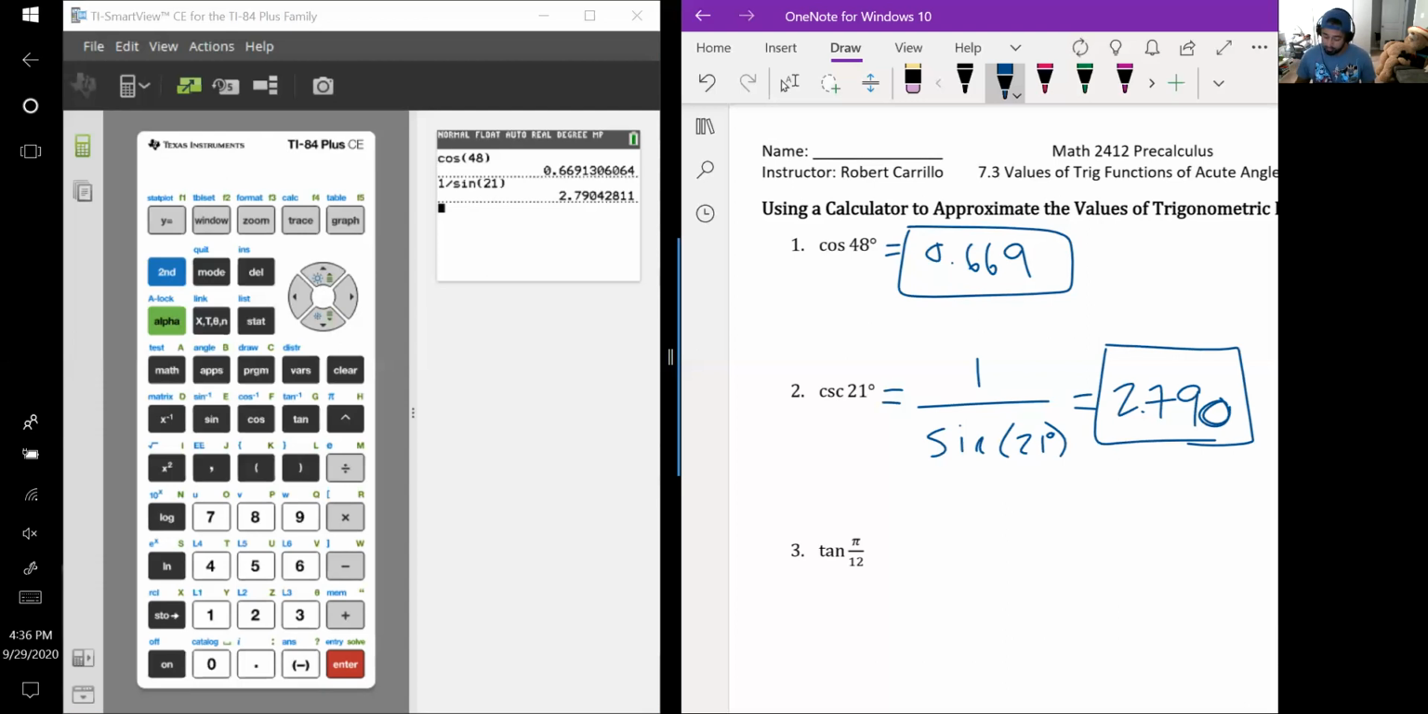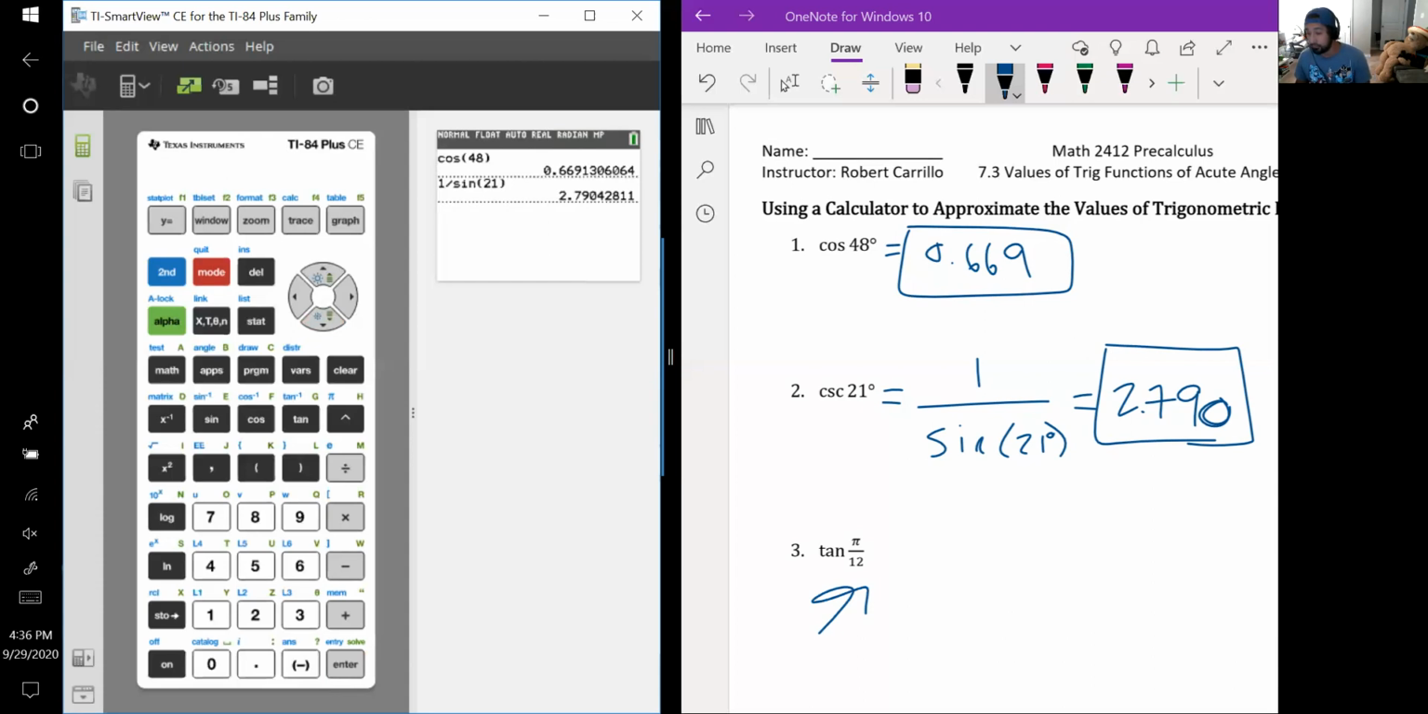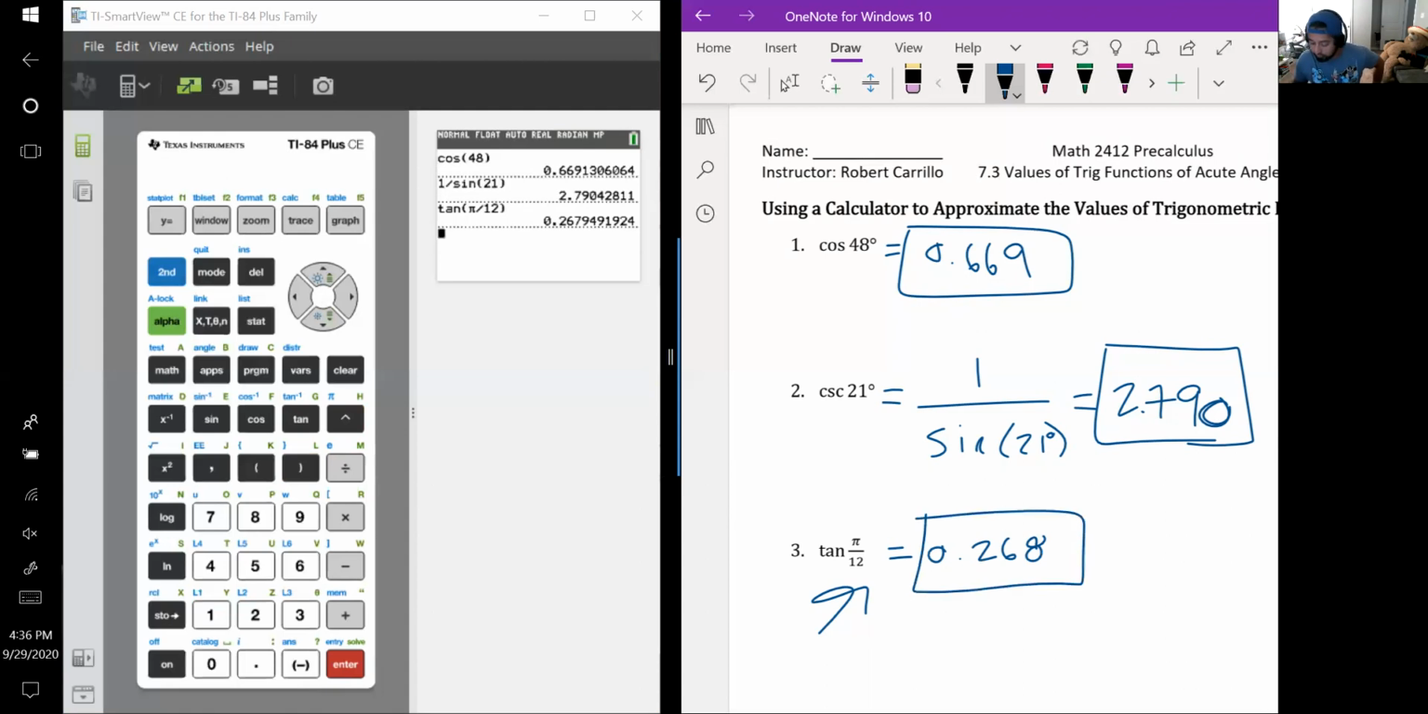Okay. Now notice the last one, there is no degree symbol, which means we need to switch back to radians. So mode, down, down, click on radians, second quit, and we're typing in the tangent of pi over 12. So I'll do tangent. I'll find my pi button wherever it's at. There you are. Second up arrow, pi, divide 12. That's it. Simple as that. Enter, and you get 0.268, which is the numerical value in radians of tangent of pi over 12. There you go. And that's how you use your calculator.